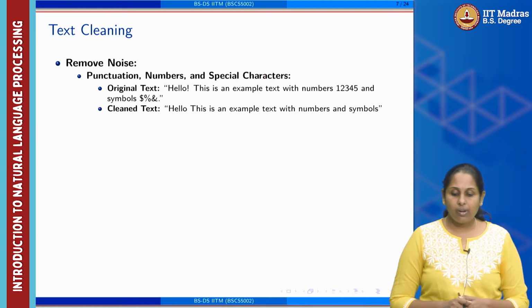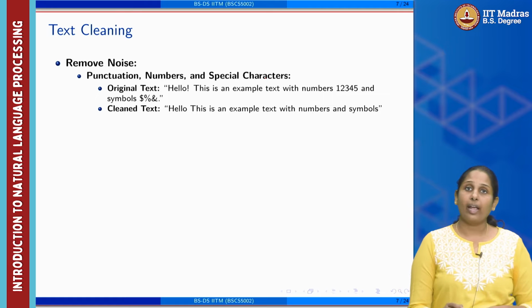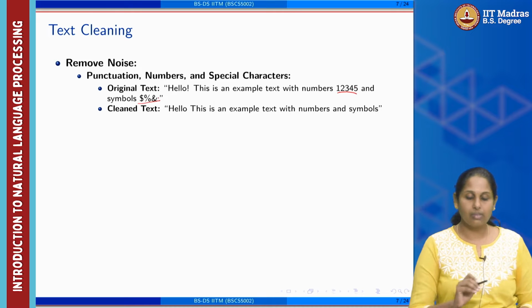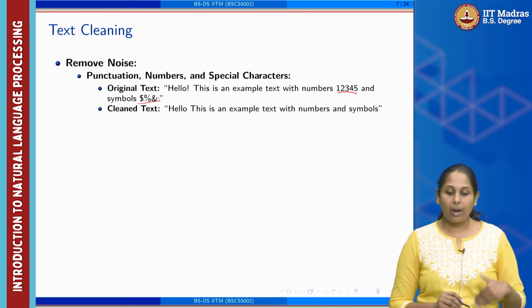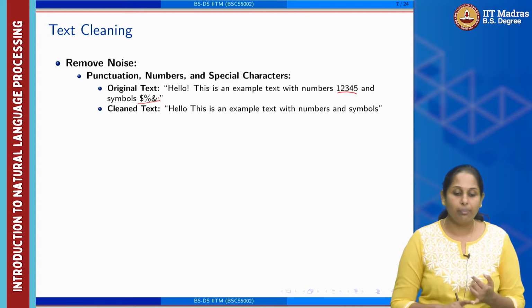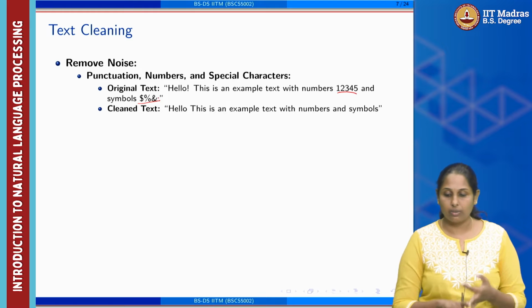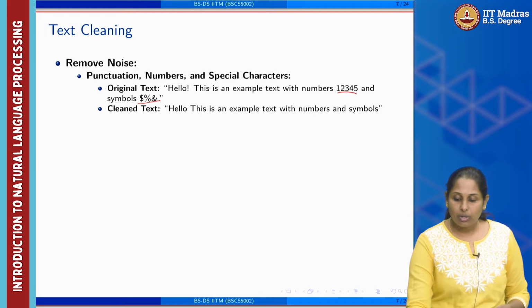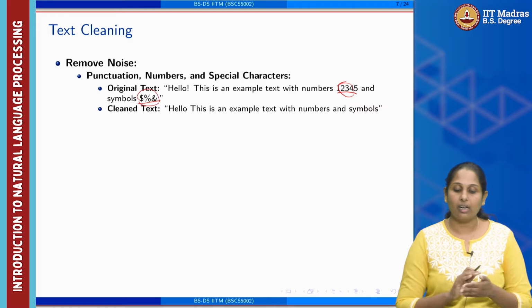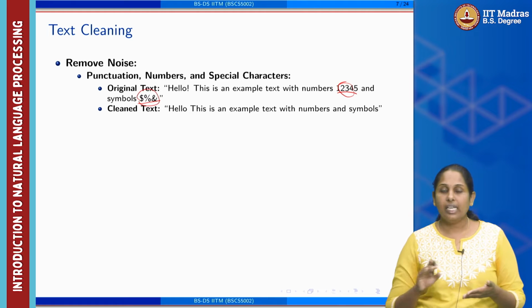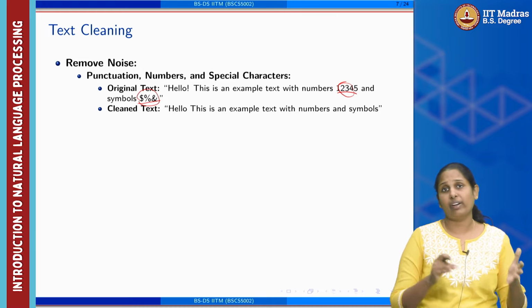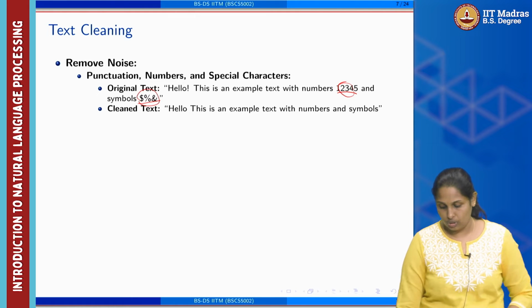For example, we have a sentence like: hello, this is an example text with numbers 1, 2, 3, 4, 5 and with some symbols. Now, when we are processing this data, sometimes these numbers, punctuation and special characters might not be required, right? So we need to remove them so that the data looks very clean, and there are no foreign elements that are not required for processing our data in the later stage.